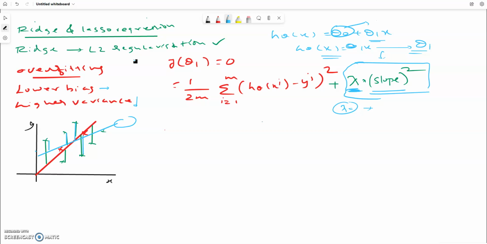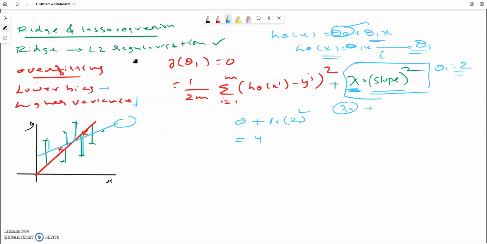Now, let us say we have slope theta 1 is equal to 2. We already know that for a red regression line we have 0 because there is no difference between the predicted values and the actual values. Now here let us say my lambda value is equal to 1 into my slope value 2 to the power of 2, which will give a value called 4. Now here I just got a value called 4.